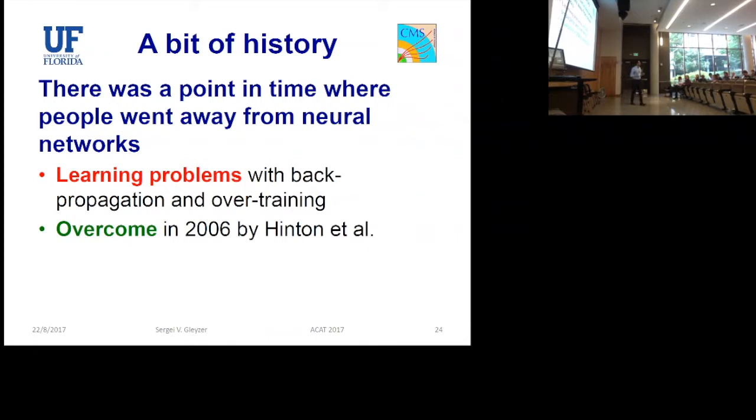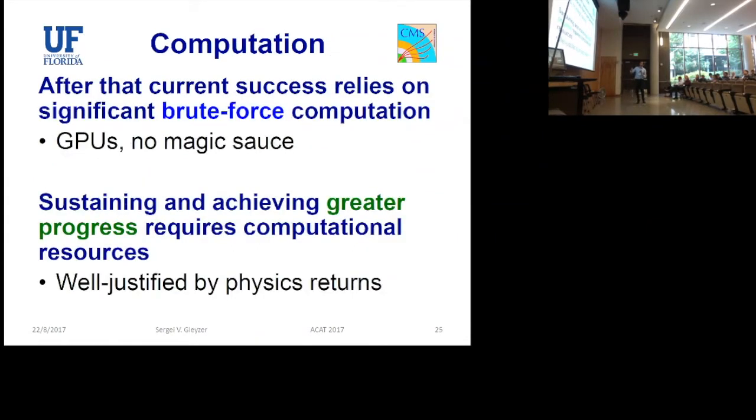The point I want to make, and I really want to leave off on this part, is that after you figured that out, after you made all those changes and figured out how to deal with this, a lot of the success relied on brute force computation. Just because now we've had more computing power, we have these GPUs. There's really no magic sauce once you figured out those problems.